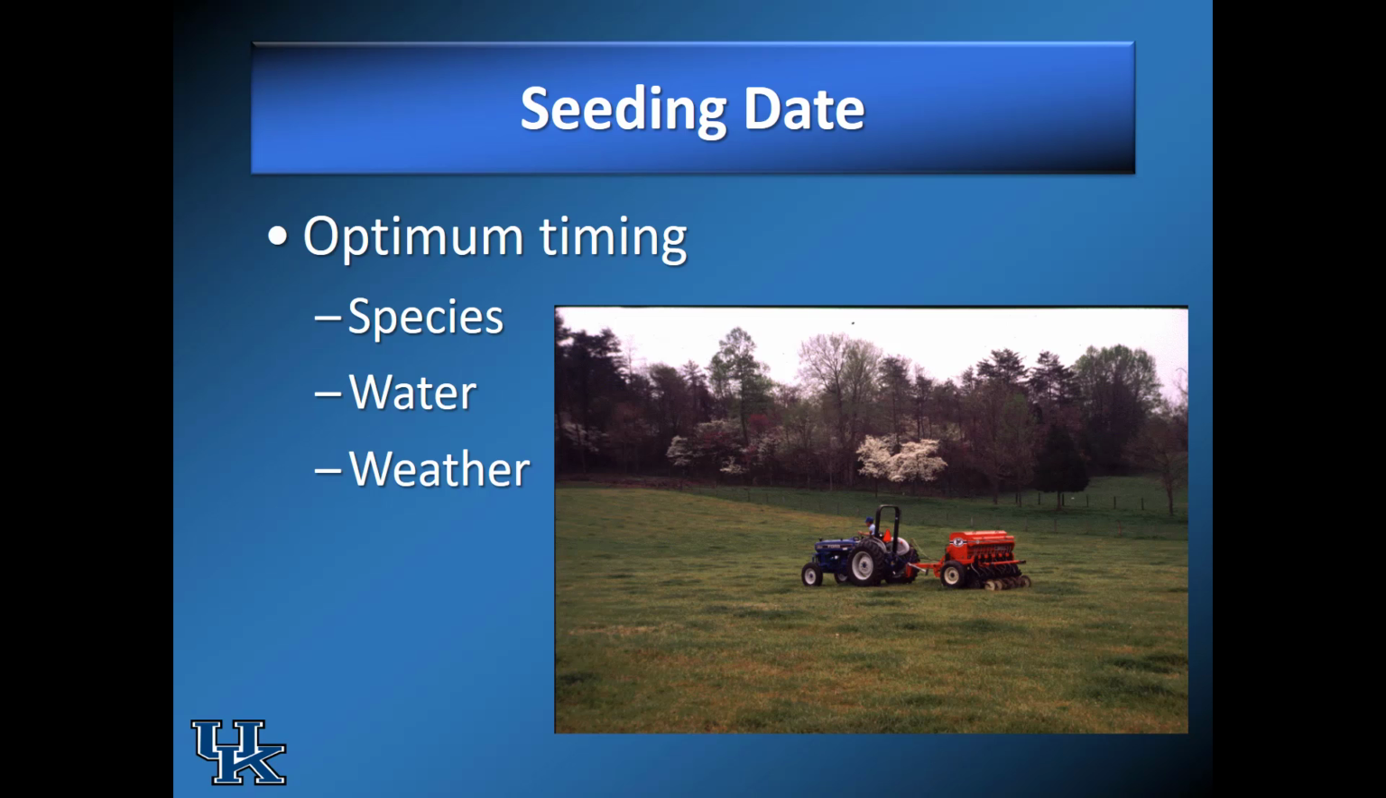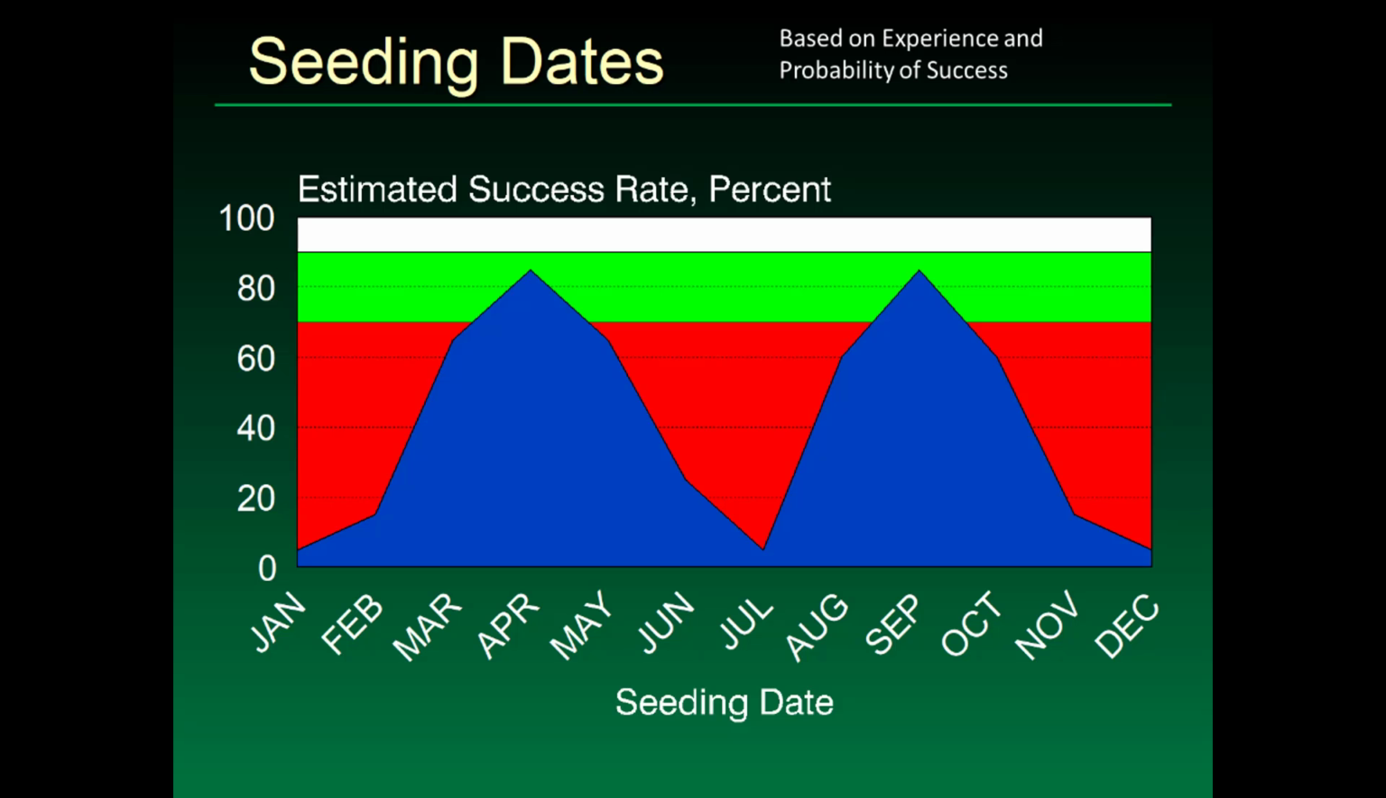There are optimum timing windows for seeding of forage crops that will depend on the species to be seeded, the availability of water, and your best guesses as to the weather that is coming. This is an artificially reproduced graph showing the probability of success for seeding, say, a cool season grass or alfalfa that has a spring and a fall seeding window.